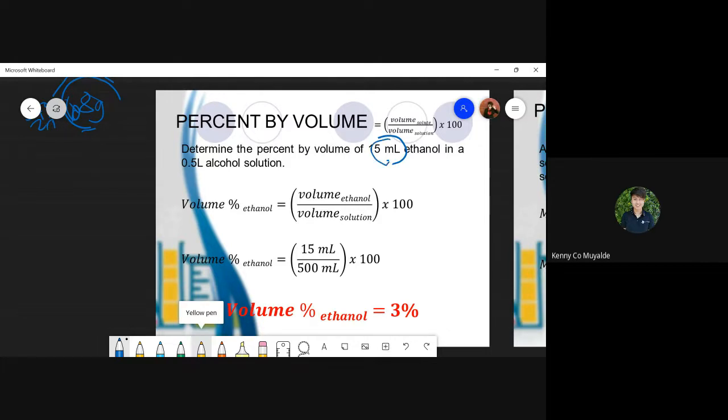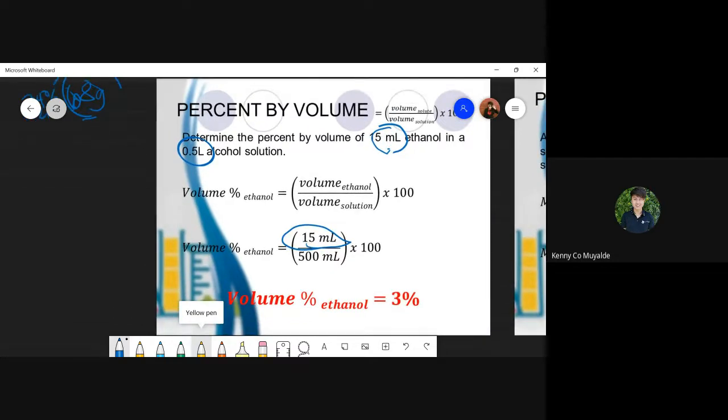In the entire solution, the total volume is 0.5 liter. Kasi sa question, if we're going to analyze this, nakahalo na yung 15 ml doon sa 0.5 liters. So our numerator will be 15 ml. The denominator will be the entire solution, the volume of the entire solution. Magkaiba na naman sila ng unit, so we have to convert again.